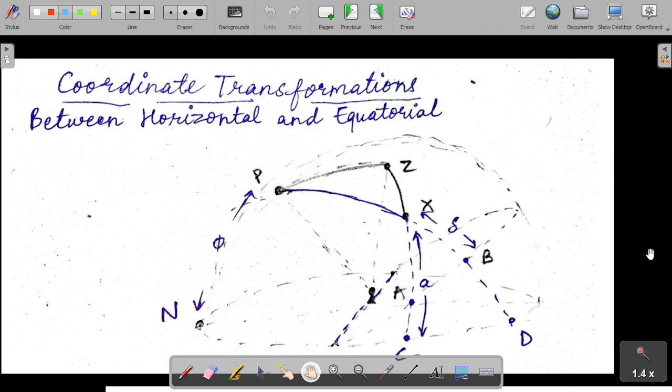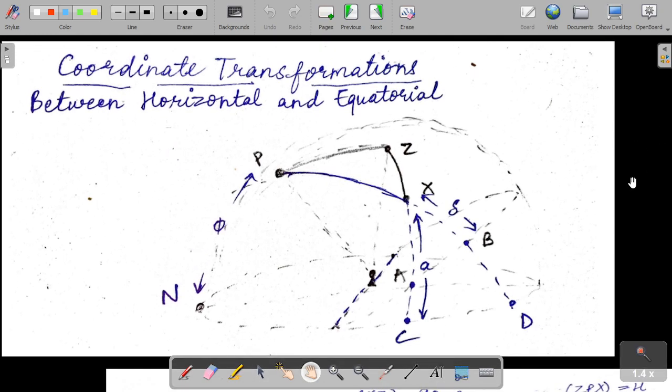Okay, so this is the next section on coordinates transformation, and we are going to be starting with the conversion between the horizontal and equatorial coordinate systems.